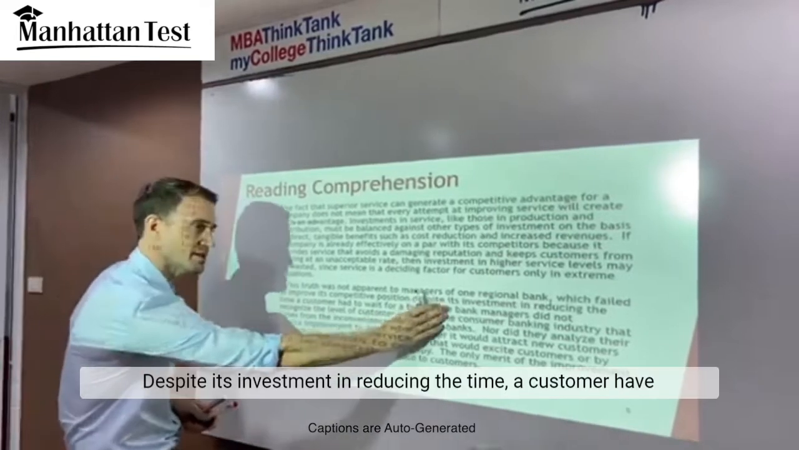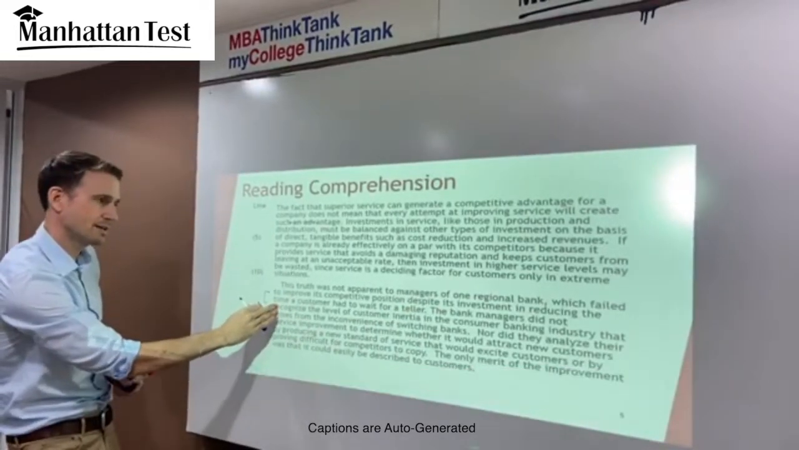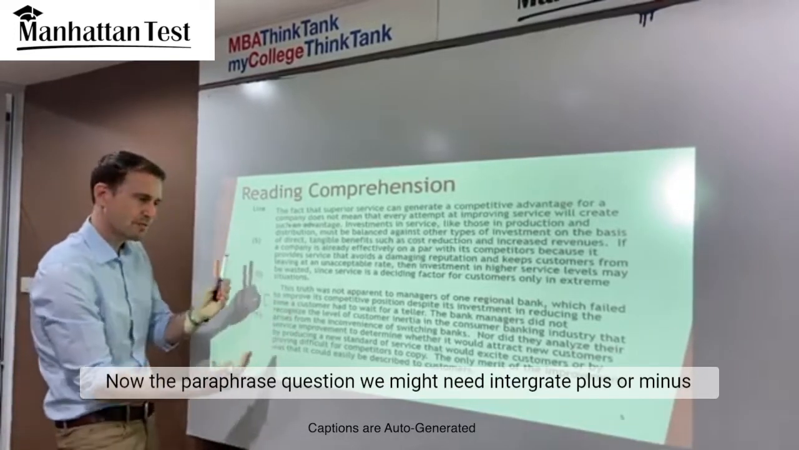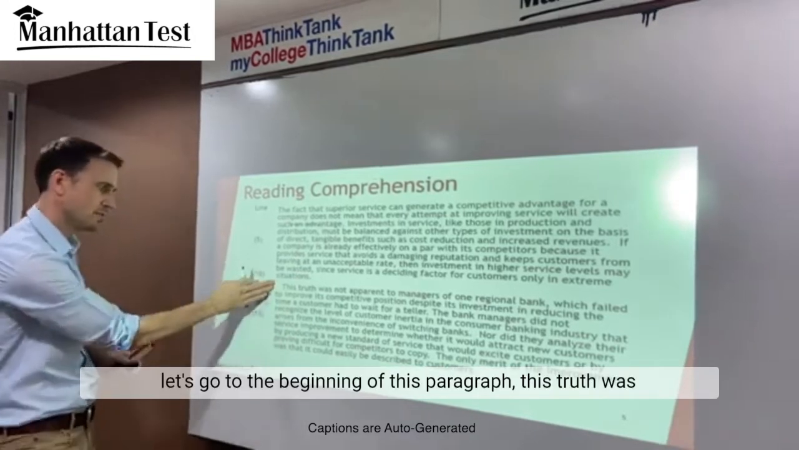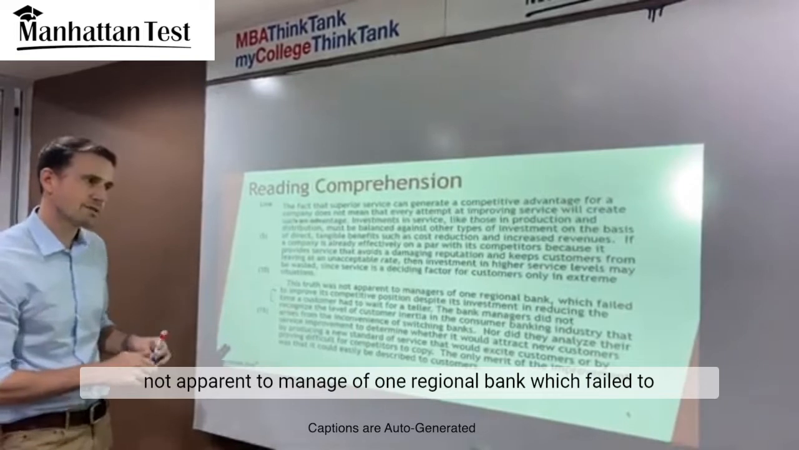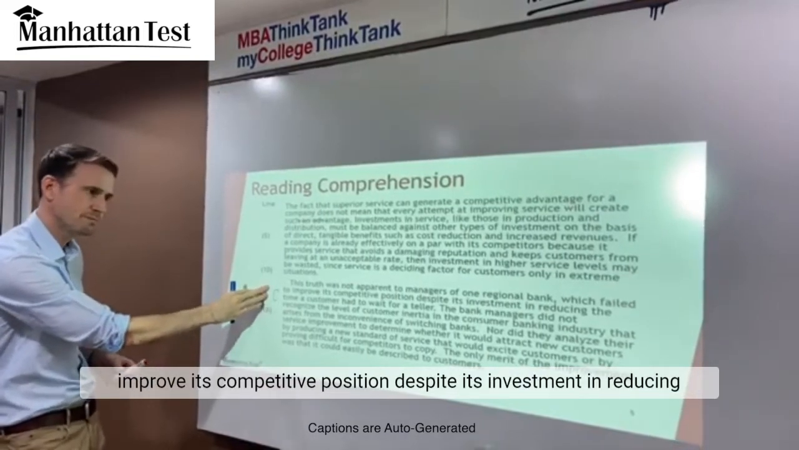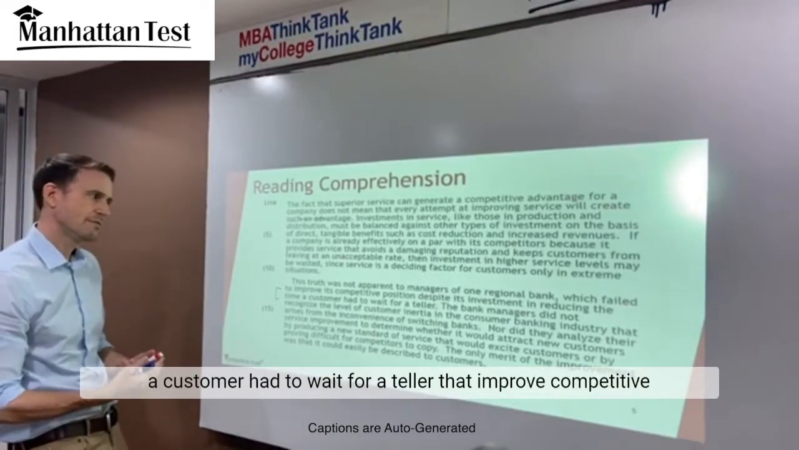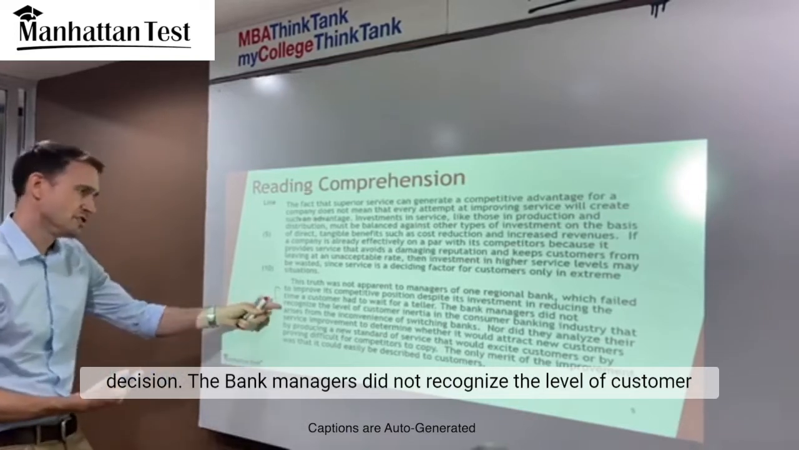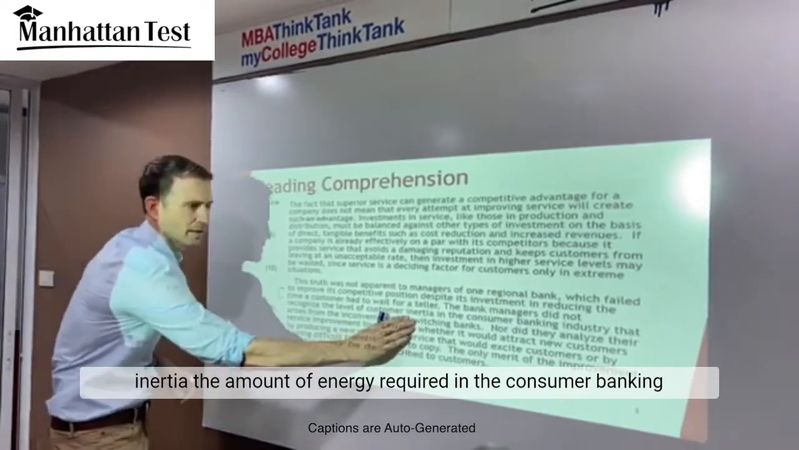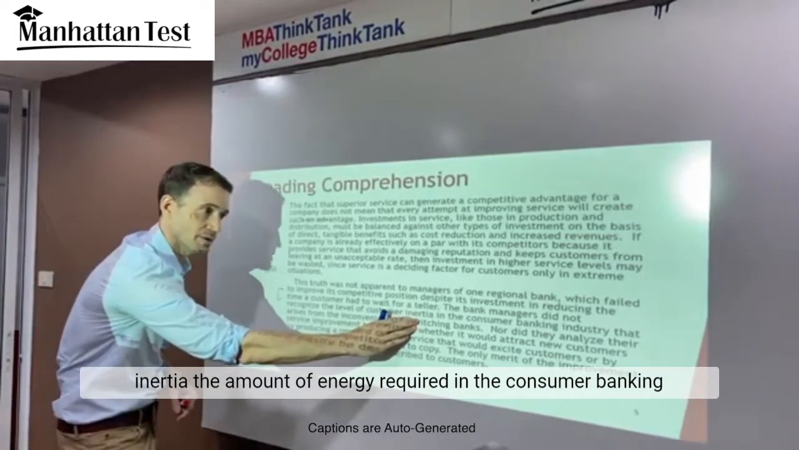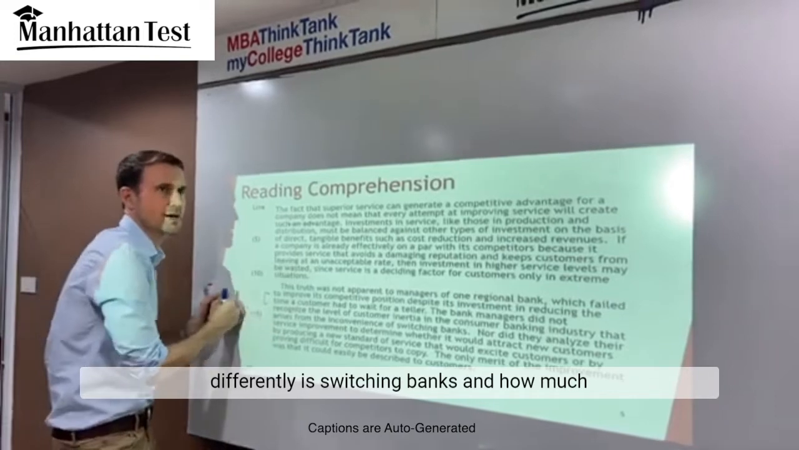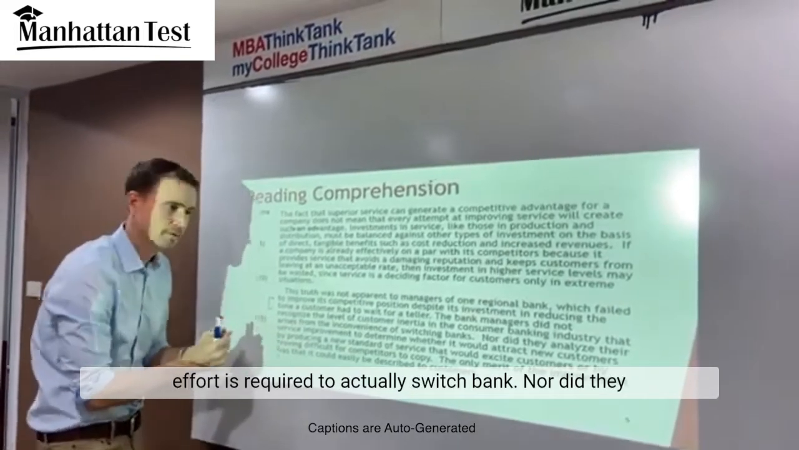Okay. Despite its investment in reducing the time a customer had to wait for a teller. Alright, so the service improvement is reduction in time. Now it's a paraphrase question. We might need to read plus and minus a few lines. Let's go to the beginning of this paragraph. This truth was not apparent to managers of one regional bank which failed to improve its competitive position despite its investment in reducing the time the customer had to wait for a teller. Failed to improve its competitive position. Bank managers did not recognise the level of customer inertia. The amount of energy required in the consumer banking industry that arises from the inconvenience of switching banks. Okay, the difficulty of switching banks. How much effort it required to actually switch banks.